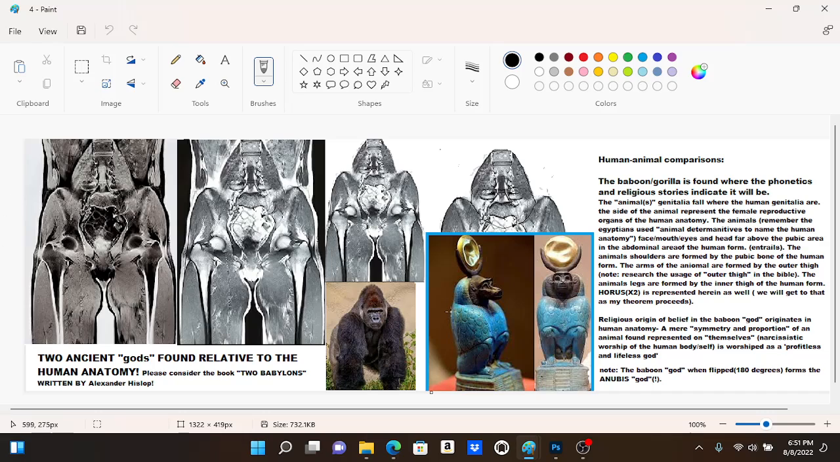I'm going to read this next part over here, and then I'm going to get off of here and start the long journey of speaking about Anubis. And then after that, the next god, and the next god, and the next image, and the next idol, and the next animal. And I put up here human-animal comparisons. The baboon gorilla is found where the phonetics and religious stories indicate it will be.